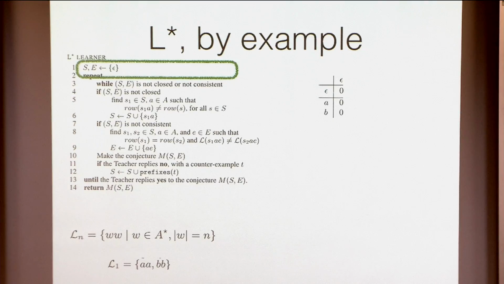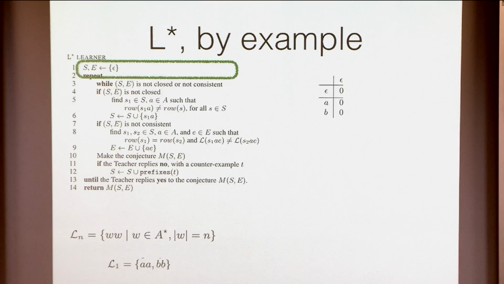So we ask the teacher what happens with the empty word, and the teacher says 0, because the empty word is not in L1. And at the same time, we always extend the table with one more step. So we ask about A and about B. I'm assuming my alphabet only has letters A and B. So at this stage, we say, I think I know what the language is. Namely, it's the language that accepts no words.